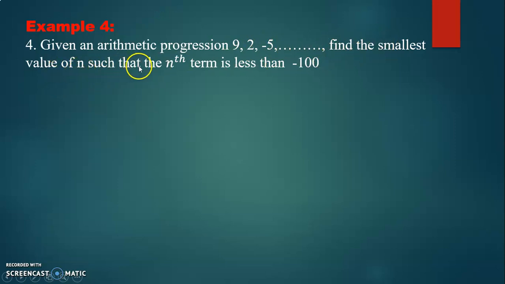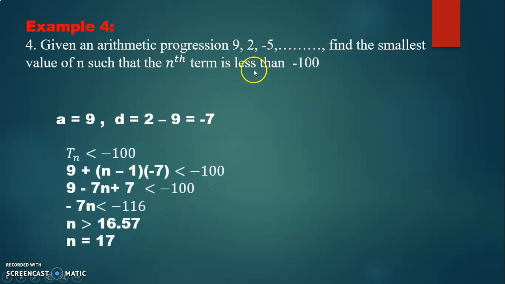Example 4, given an arithmetic progression 9, 2, negative 5, 这样的，越来越小越来越小. Find the smallest value of n such that the nth term is less than negative 100. What is the 最小的那个 n term, 第一个就是 less than negative 100 了。So it's already told you it is an AP. So we straight away can say this is a equals 9. The d is 2 minus 9, negative 7. Okay? 我们要它 n term less than negative 100. So 就是这个咯, Tn less than negative 100. Substitute into the formula. Okay, you solve this.